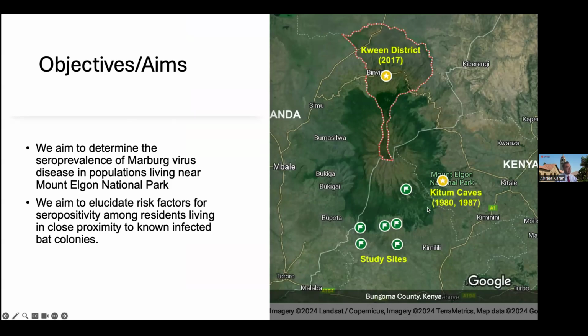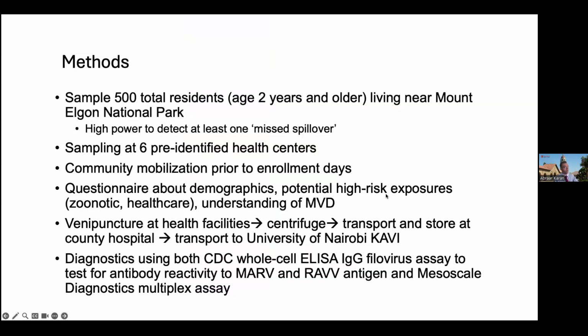So we're doing a study right now looking at the seroprevalence of Marburg virus in people living in this area and understanding risk factors for testing positive for antibodies for populations that are in the area. We were hoping to sample at least 500 total residents. We've actually finished sampling. We sampled 536 residents across 6 pre-identified health centers.